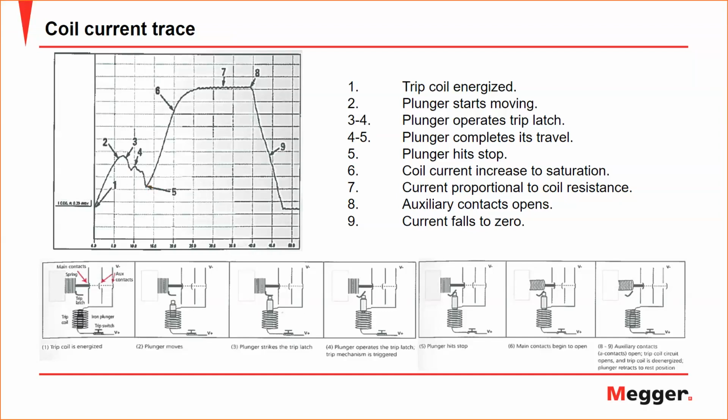Now this mechanism, when it moves, will operate the breaker, and at the same time it will operate the auxiliary contacts, the ready to open contact. This contact, when it operates, will de-energize the coil itself, and the plunger will retract to its rest position, and the current thus drops to zero.